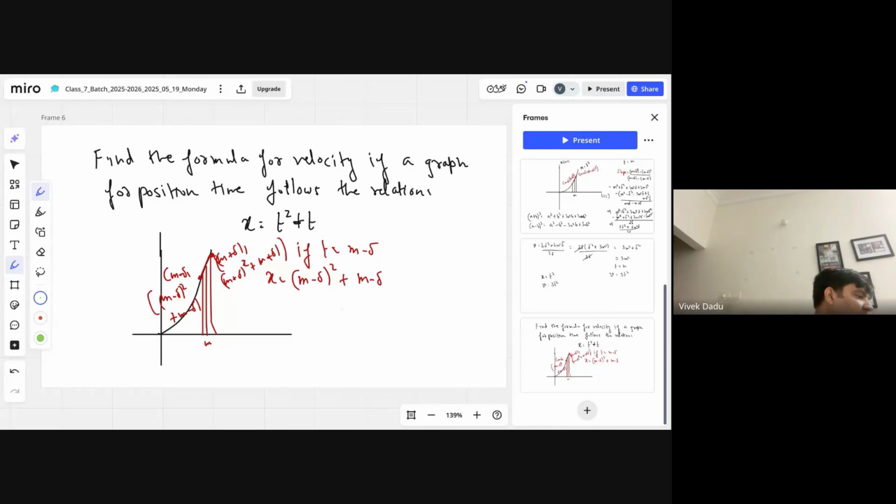See, till here it's correct. Now, how do you take common? What can you take common in the numerator? Take it and then see what is left over.